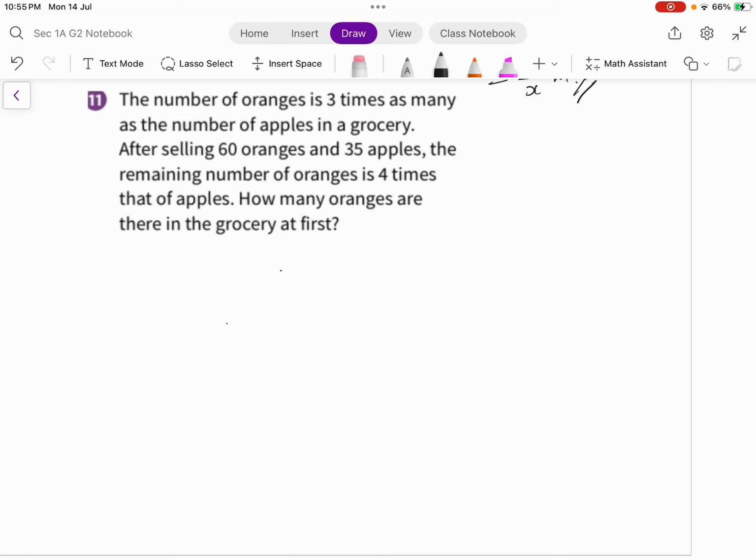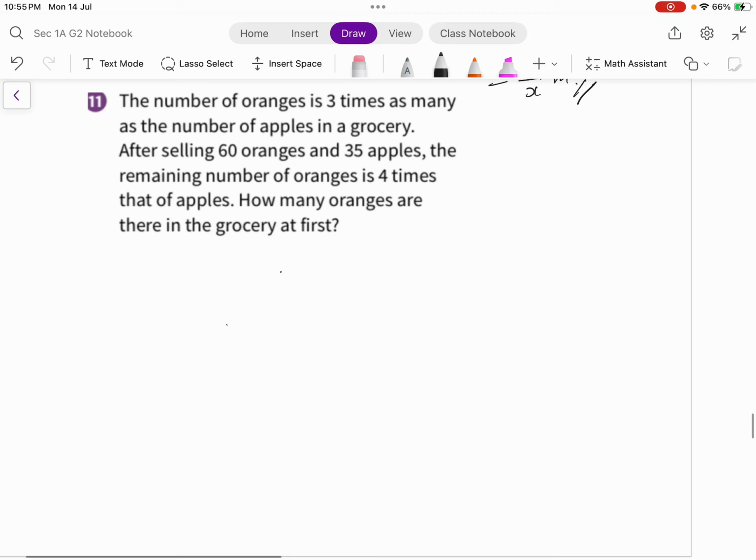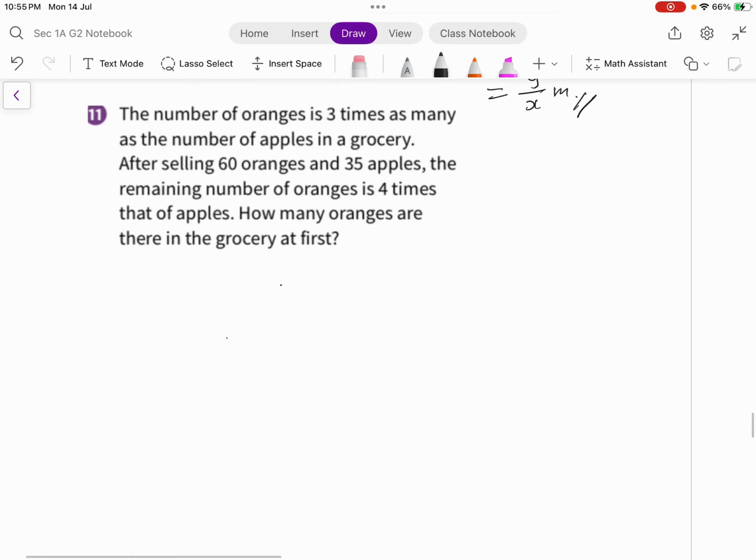Okay, so for this question, the number of oranges is 3 times as many as the number of apples, right? So let's say I let the number of apples at the end be x.